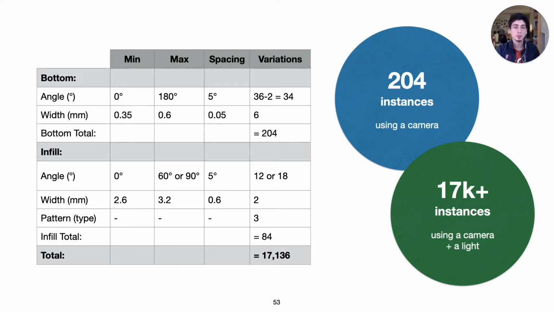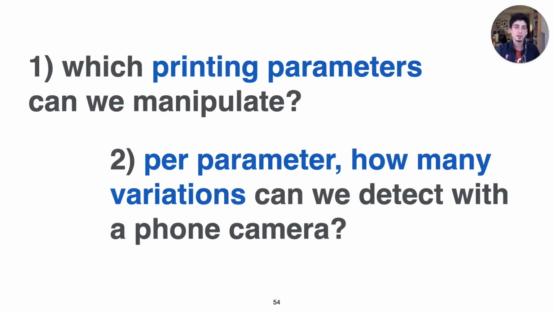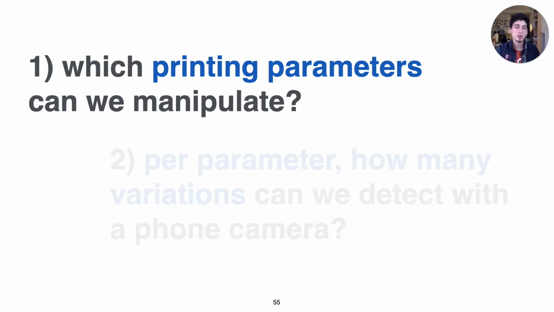We can have 204 instances using a camera, and more than 17,000 instances if we use both a camera and a light. To come to these results, we need to look into two sub-questions. First, which 3D printing parameters can we manipulate at all?